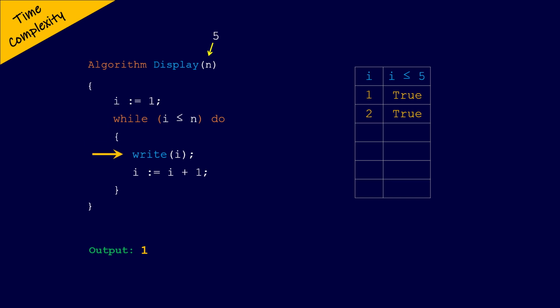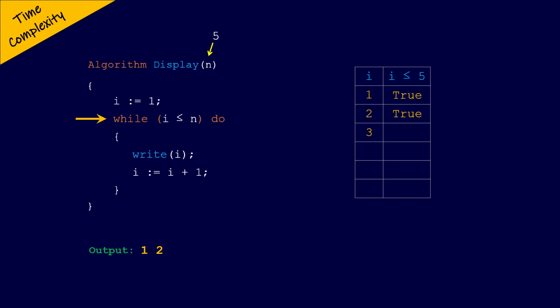That is the write statement that will output the current value of I, which is 2. Then we have the statement I is assigned the value I plus 1. The current value of I is 2, and now after it is incremented, the value of I will be 3. So we will write the current value of I, that is 3, in the table. Then we move back to the while loop and check the condition I less than or equal to n.